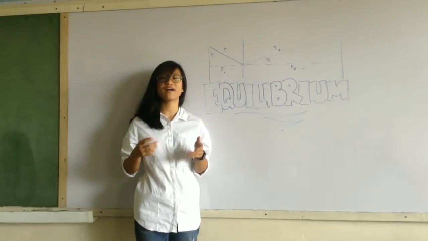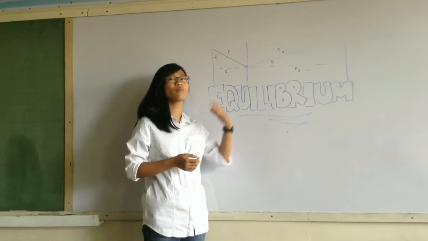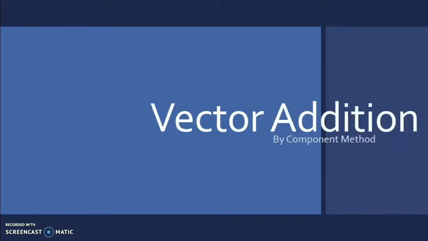Now we're going to talk about vectors and their magnitude and direction. This is how we solve them. Hello everyone! Today we're going to talk about adding vectors using the component method. But first, what exactly is a vector? A vector is a quantity that has both magnitude and direction. So let's start with our first example of vector addition.